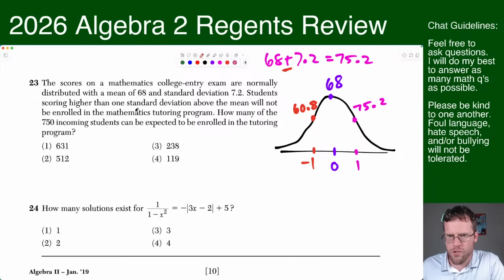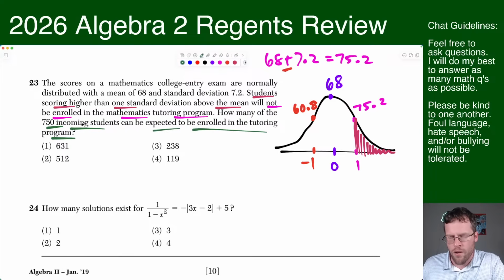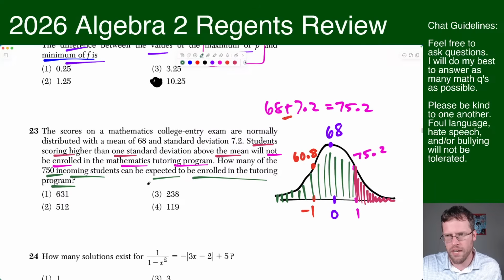But here, let's read this. Students scoring higher than 1 standard deviation above the mean will not be enrolled in the math tutoring program. So more than 1 is here, and they're not going to be enrolled. And we want to know how many of the incoming students can be expected to be enrolled in the tutoring program. We're actually looking for how many students are in this space over here. The wording is tricky. The questions at the end are kind of cruel, where you have to see what you are actually counting here.